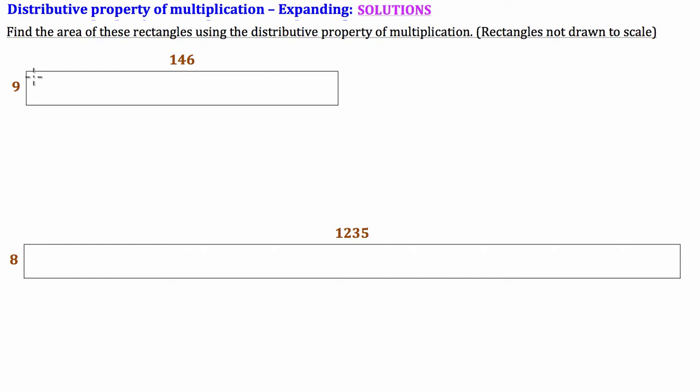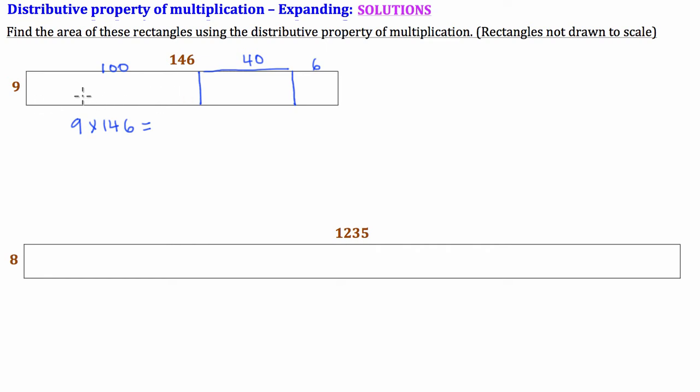In this problem, we have to find the area of these two rectangles using the distributive property of multiplication. So let's see what we can do. We know that to find the area of a rectangle, we have to multiply the two sides. So we need to figure out how much is 9 times 146. Let's break this rectangle into 3 different parts. So let's call this 100. Let's call this part here 40, and this small piece here 6.